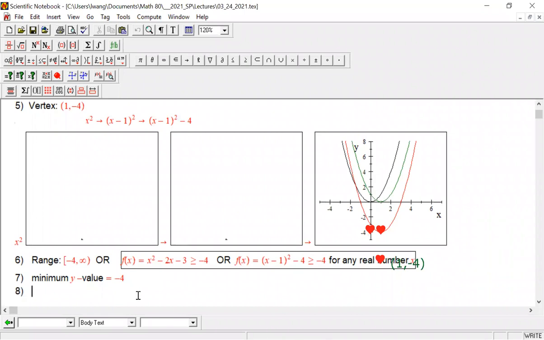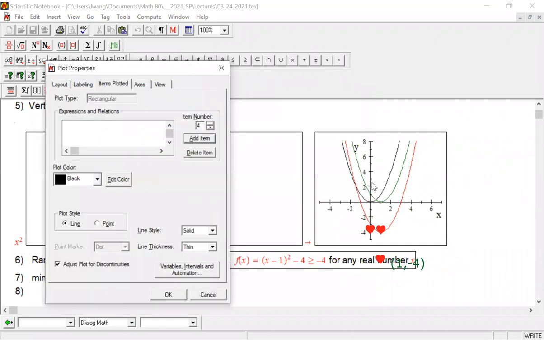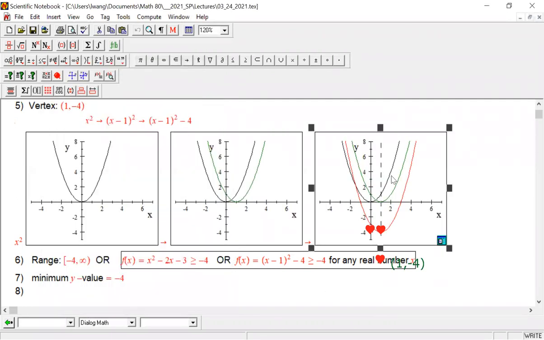And number 8, along this way, can we draw the line of symmetry? The line of symmetry obviously has shifted to the right by 1 unit and shifted down. So the line of symmetry is really just that vertical line. I make it broken. That is a line of symmetry. So we can draw the line of symmetry.